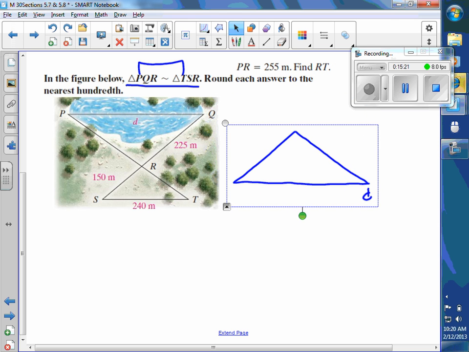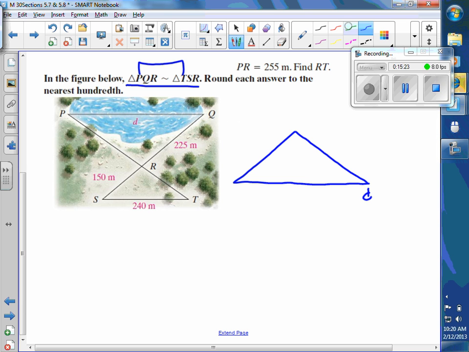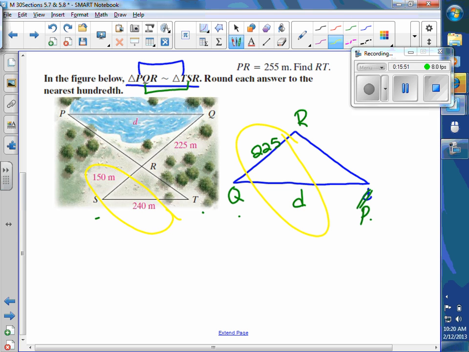I know, a little easier, but you could do it, and then you have your letters in the right places, you know what I mean? So like P and T are on the bottom right, Q and S line up, and they're on the bottom left. And then it's easy to transfer your numbers, because this is D, and from R to Q is 225. And so now we're going to compare 225 to D as 150 compares to 240.